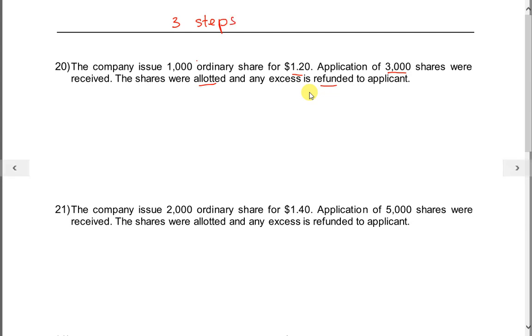Step 1, we receive applications, debit bank. Application received is 3,000 shares. They apply for my shares. So there are 3,000 applicants, and they will pay me $1.20. So I will receive $3,600, and I credit share application.